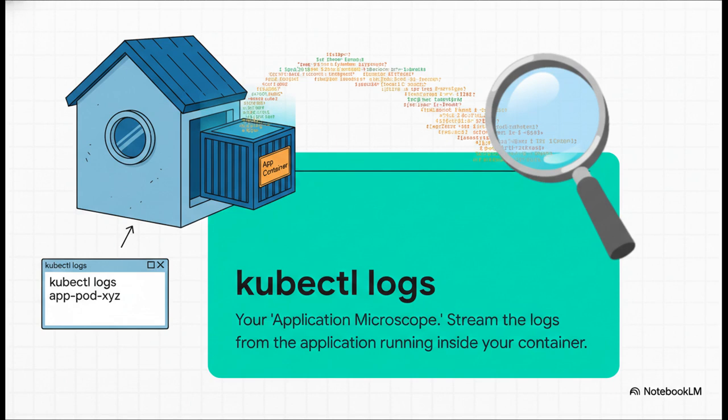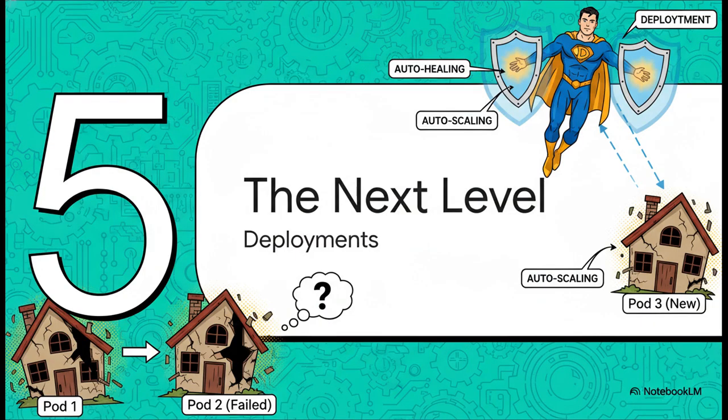Okay, but what if the describe command says the pod is running just fine, but your app is still misbehaving? That's when you need kubectl logs. This command is like an application microscope. It lets you peer directly inside the container and see the real-time output from your actual application code, which is, of course, absolutely essential for hunting down bugs. So, we've done it. We've built and debugged our very first house. That's a huge step.